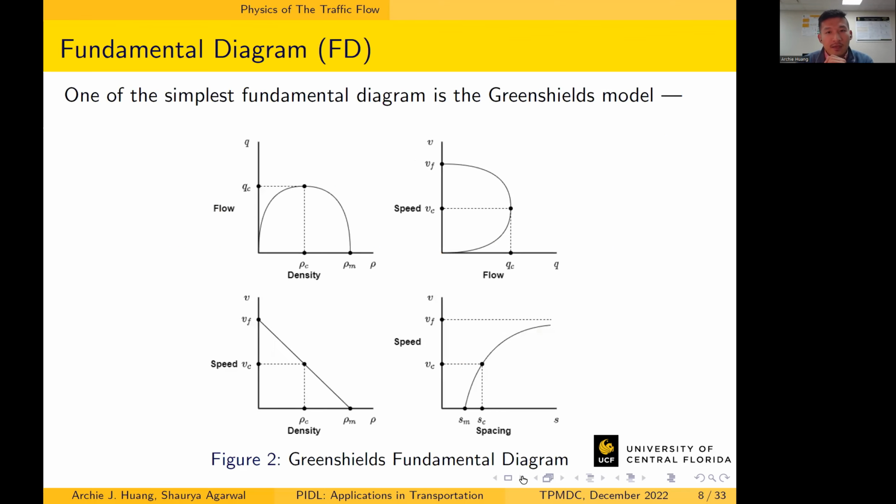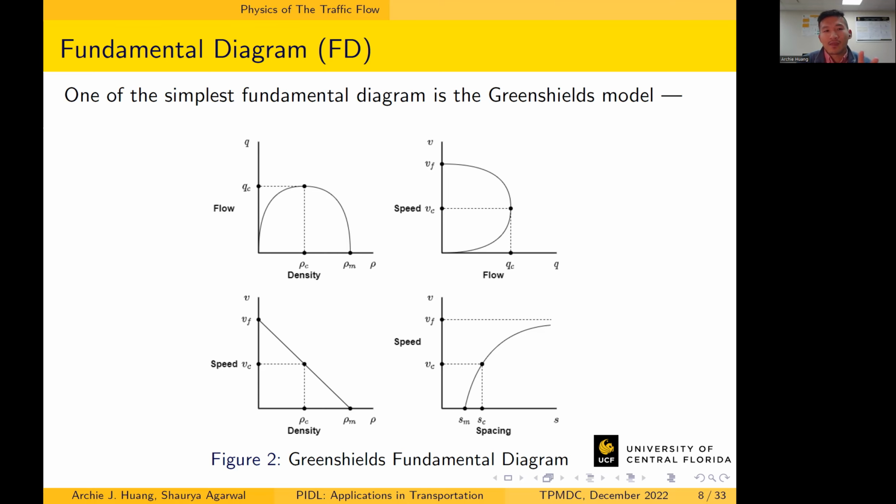So after these, let's briefly touch on another concept in the traffic flow theory, which is the fundamental diagram. I'm sure many of you are very familiar with this concept. It is the diagram that depicts the relationship between traffic states. So what Figure 2 actually gives you here is the Green-Shields fundamental diagram.